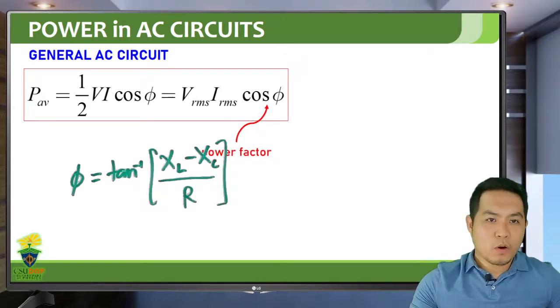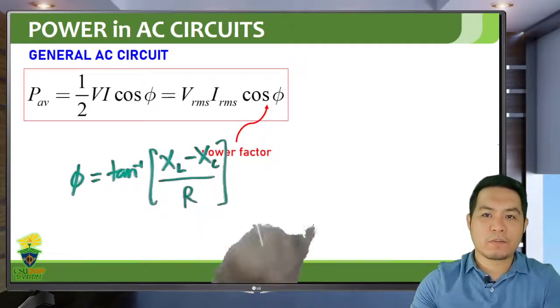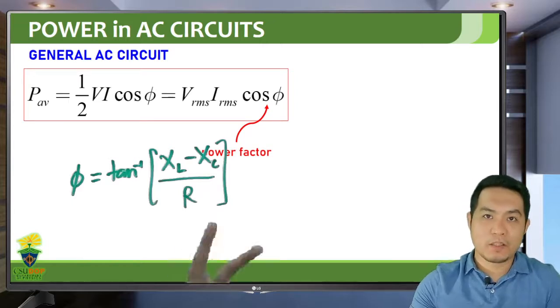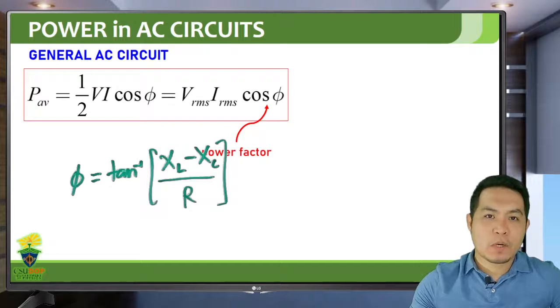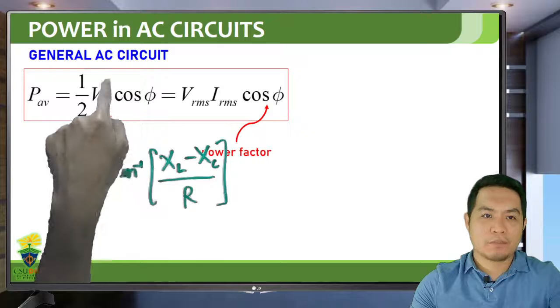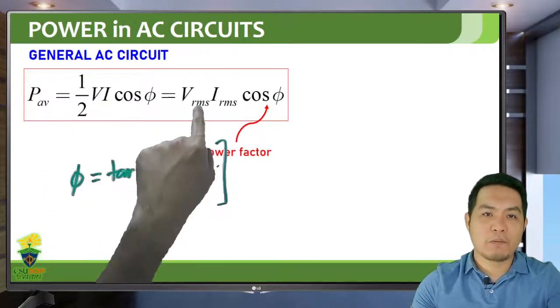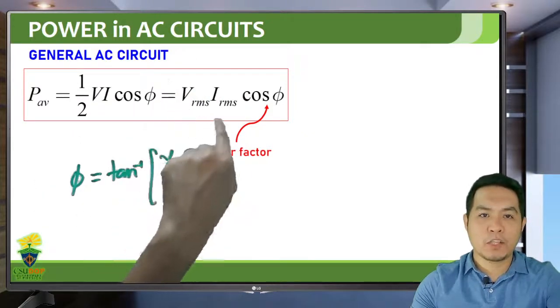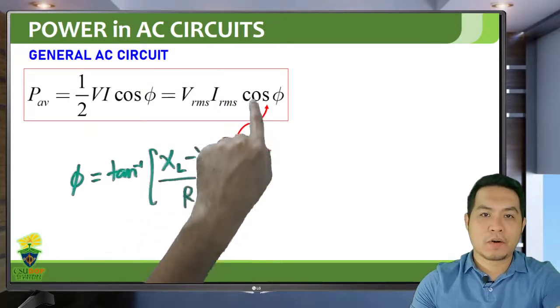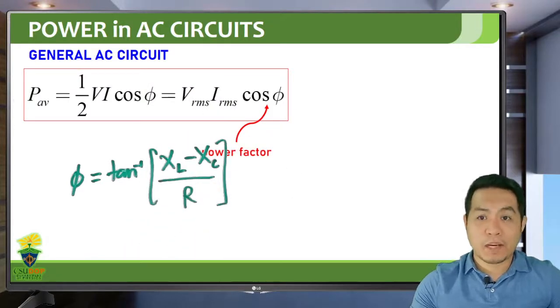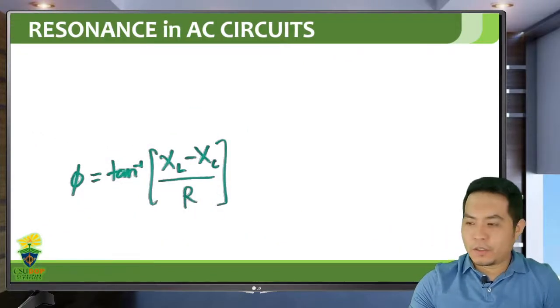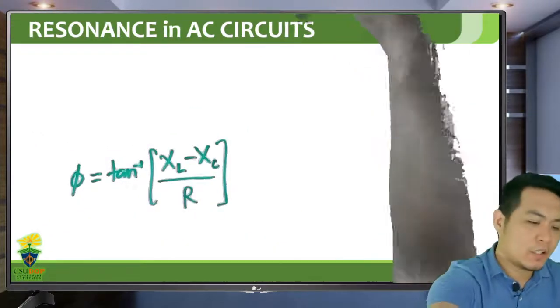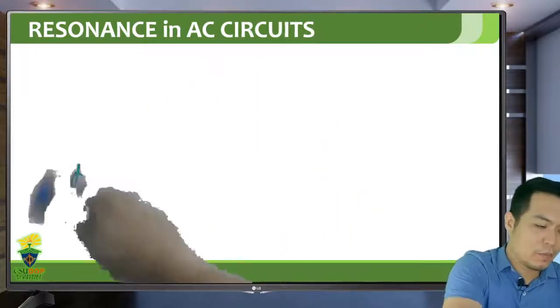So the cosine of phi, the cosine of the phase angle, the angle between the voltage and the current phasors, is actually what we call the power factor, because V_RMS times I_RMS, that's the power due to the resistor. So cosine of phi, that's what we call the power factor.